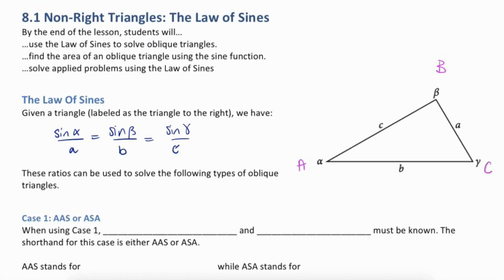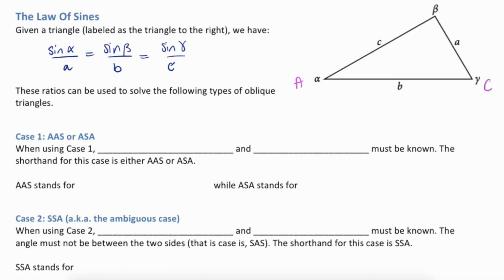These ratios can be used to solve the following types of oblique triangles. Let's look at the different cases. Case 1 is AAS or ASA. When using case 1, you will need two angles and one side. The shorthand for this, as already said, is AAS or ASA. AAS stands for angle, angle, side, while ASA stands for angle, side, angle.